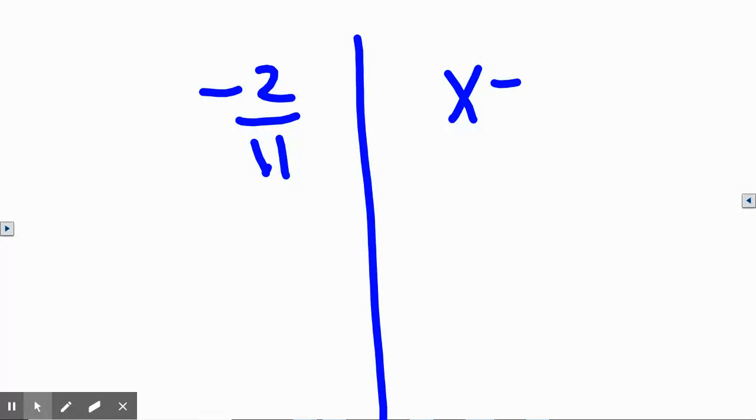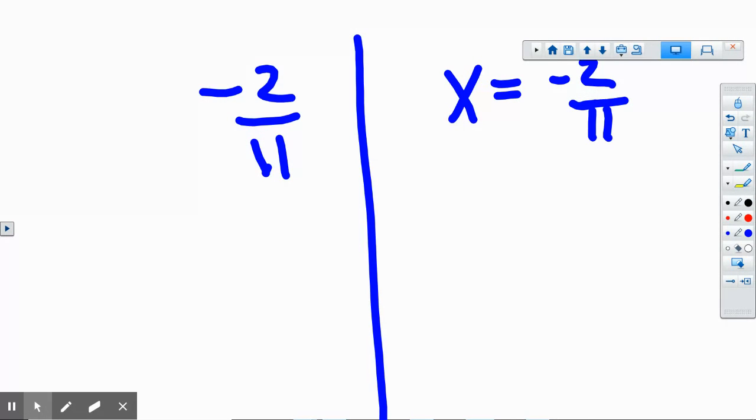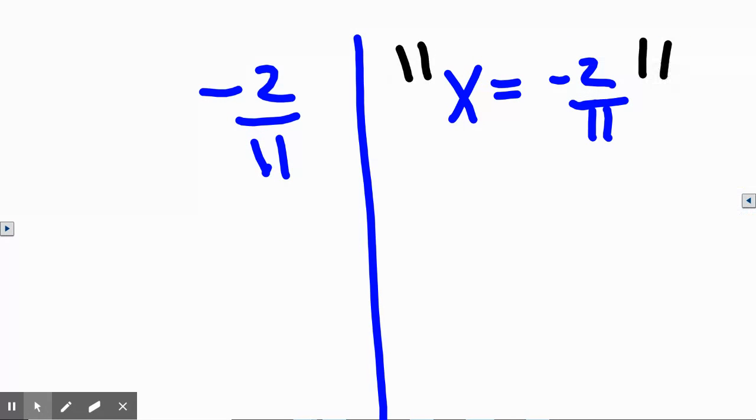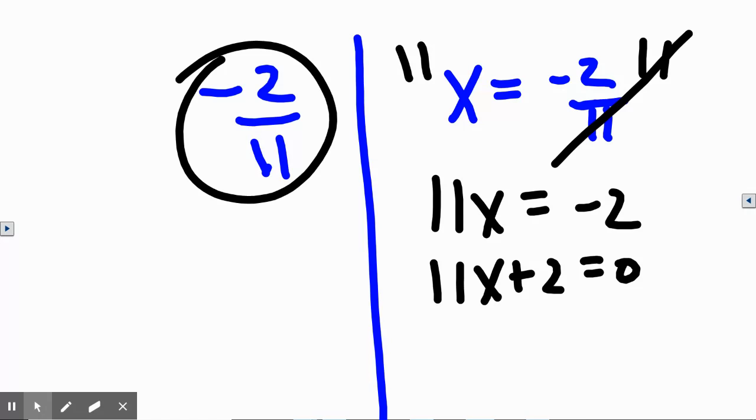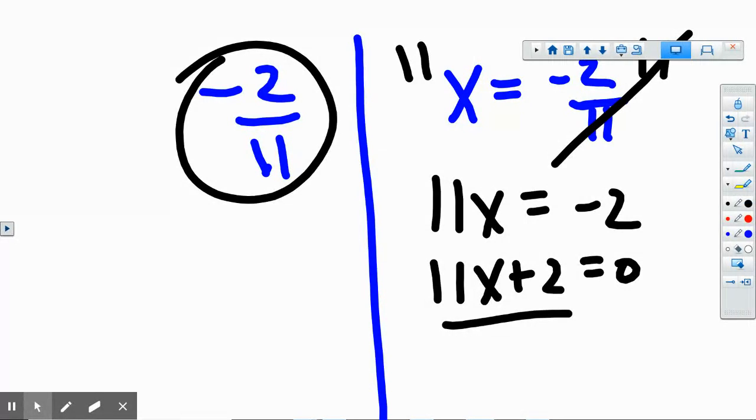So if I had x equals negative 2/11, first thing I'd want to do is get rid of that fraction. Multiply both sides by 11. So I end up with 11x equals negative 2. Adding 2 to both sides, 11x plus 2 equals 0. So if we have a 0 of negative 2/11, that comes from a factor of 11x plus 2. Notice that the signs of these things are always going to be different because one's a factor and one's a 0. Negative 2/11 times 11 plus 2 is equal to 0. So it has to be the opposite sign.